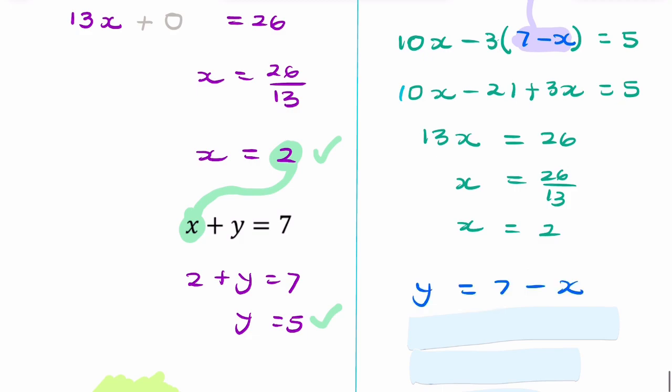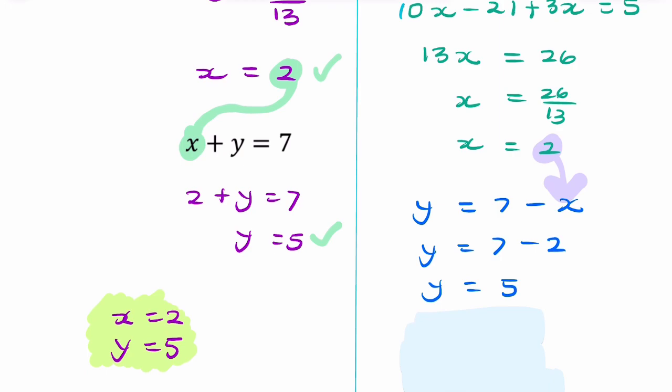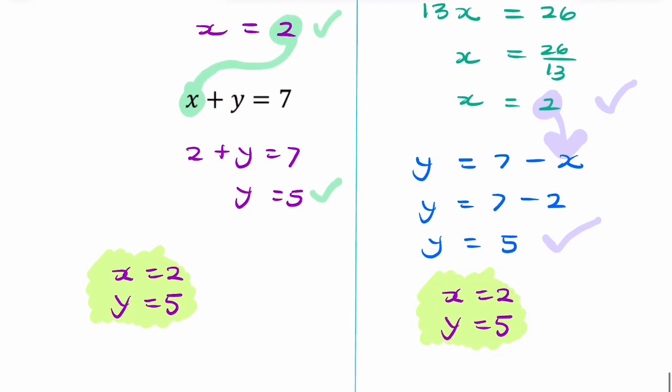Now we know x, and we already have this equation between y and x. We can substitute that 2 in there, and that will give you your value for y. So now we know x and we know y. We're able to write the final answer as x equals 2 and y equals 5.